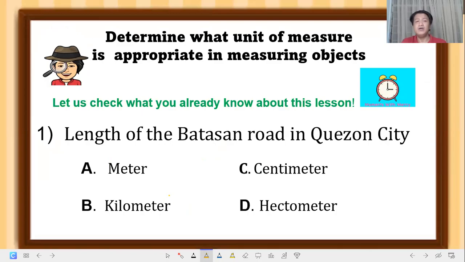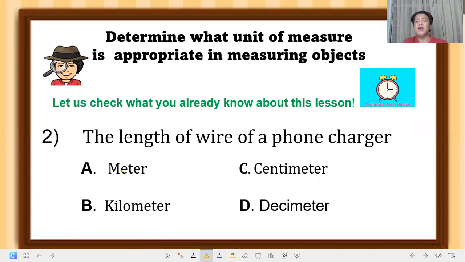Okay, let's apply. Determine what unit of measure is appropriate in measuring objects. Number 1, length of Batasan Road in Quezon City. Okay, time's up. The correct answer is letter D. Kilometer is the correct unit to use there. Okay, let's have number 2. The length of the wire of a phone charger. Okay, the answer is letter A. Meter is the correct unit.